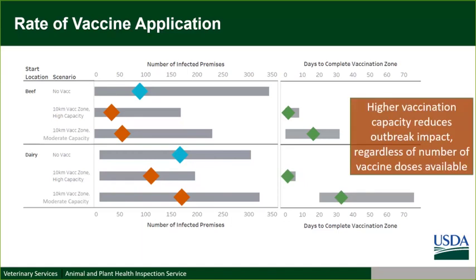So the big point here is that having a higher vaccination capacity can reduce outbreak impact for containment strategies, regardless of the number of doses that are available. Even, again, as in the previous slide, being able to work within smaller zones, that capacity to vaccinate is what's going to be most critical and have the most impact on the spread.